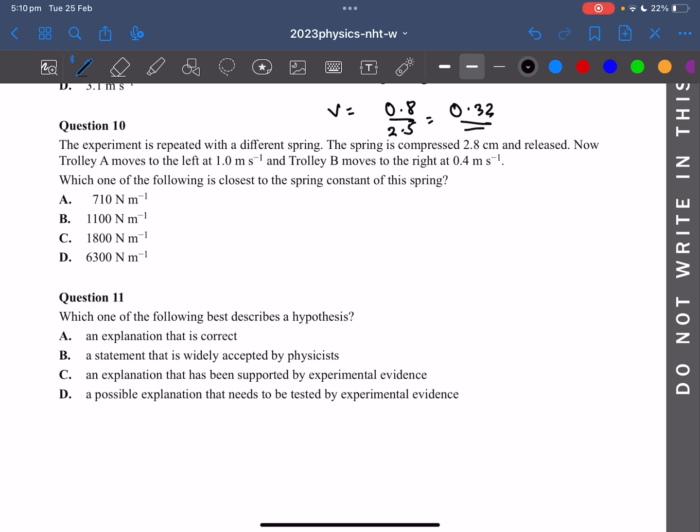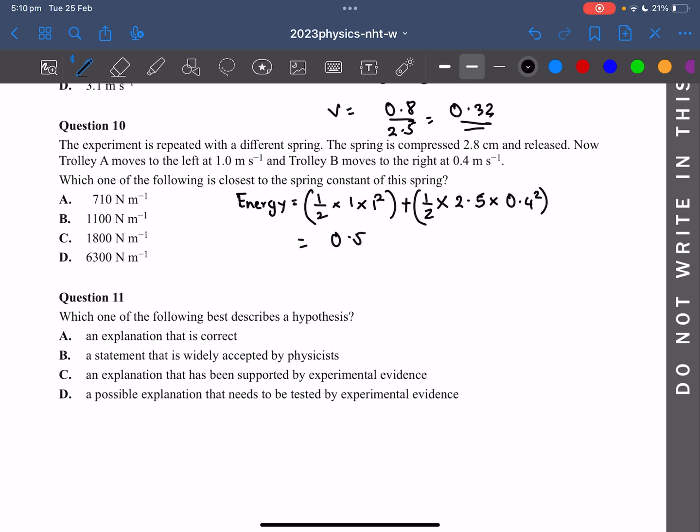Okay, very well. So first, I guess we have to calculate the energy because we are given the compression and we have to find the value of k. If we can figure out how much energy was utilized, we can make it equal to the spring potential energy and then solve for k. So total energy is going to be half times the mass of trolley 1 times the speed of trolley 1 squared, plus half times the mass of trolley 2, which is 2.5, times its speed squared. Let's do this on our calculator.